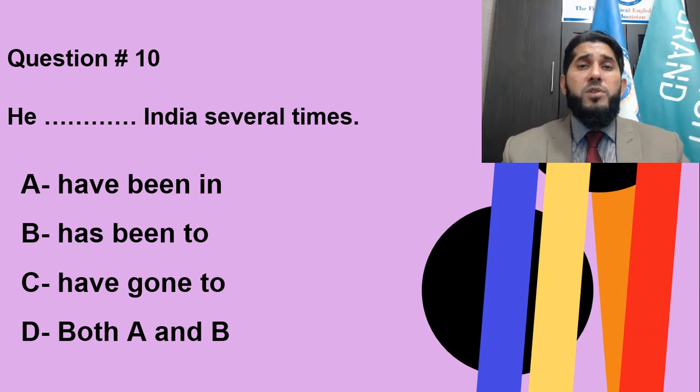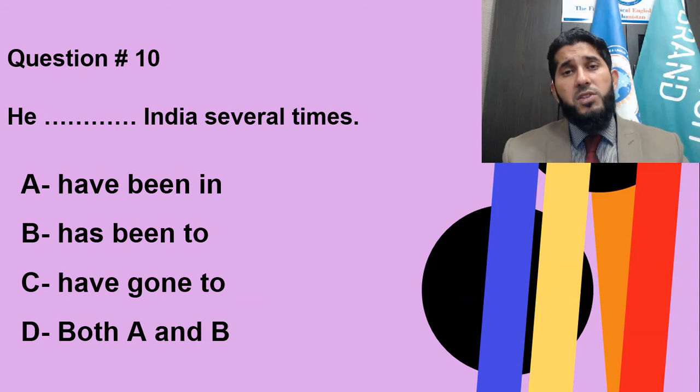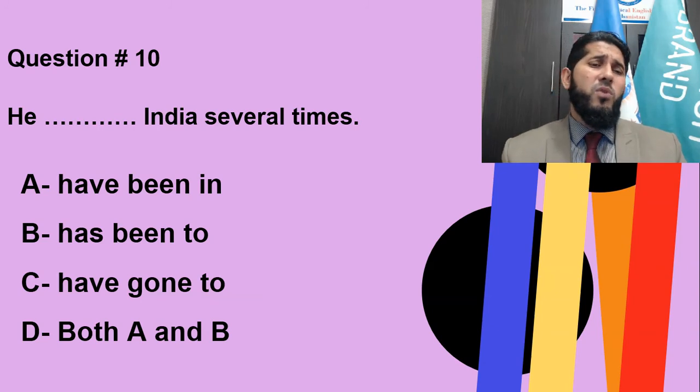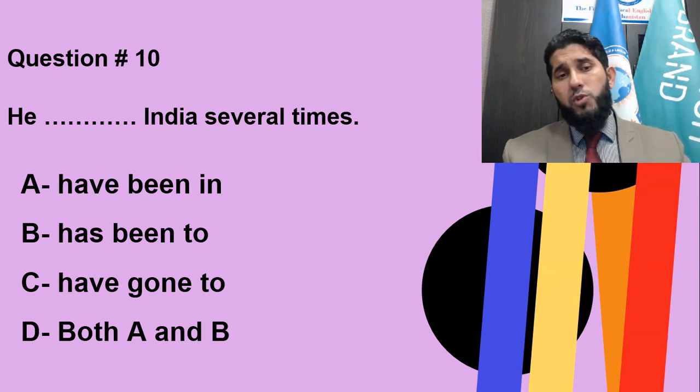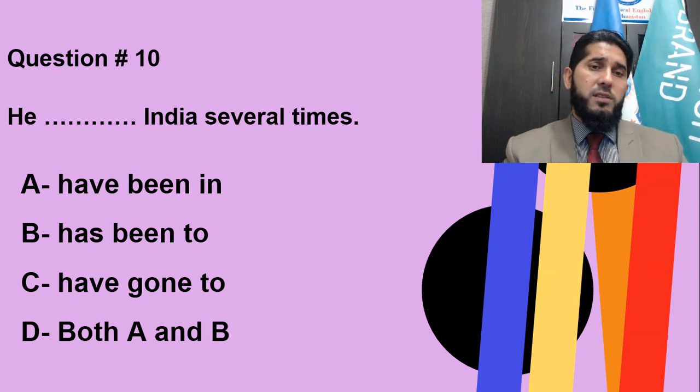We can also use present perfect tense to talk about repeated actions in the past. So several times, the time expression, shows that the action happened at different times, repeatedly, and therefore B is the correct option. So it goes both grammatically and conceptually with the idea in this sentence.